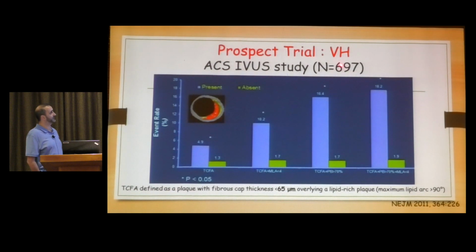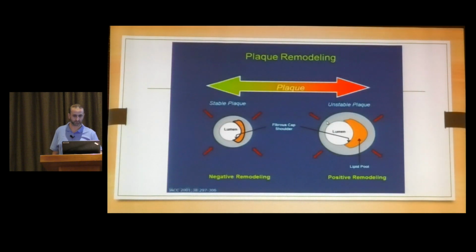This came from the PROSPECT trial, where they used virtual histology. We're going to talk about it also today. In this study of the ACS plaques, they found that if you have TCFA, you have more risk of ACS. If you add a lumen area less than 4, and a plaque burden more than 70%, if you have all of them, you are more likely to have an unstable plaque and event.